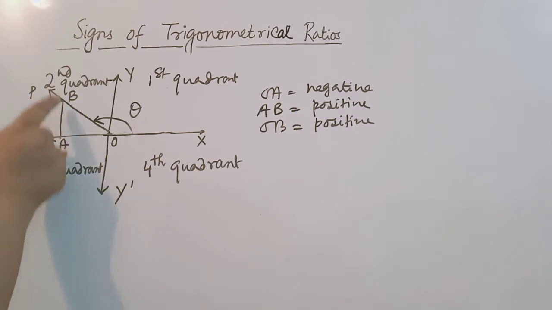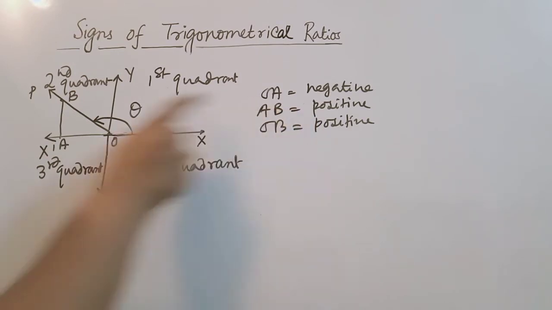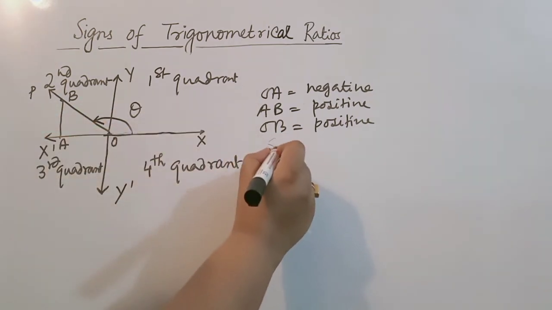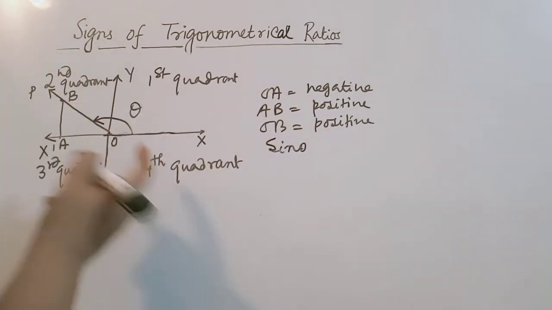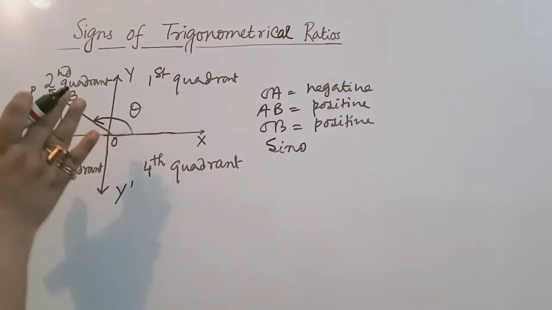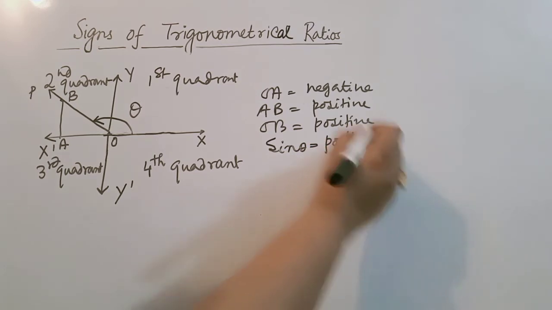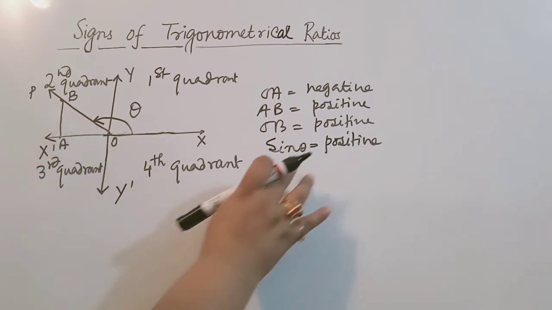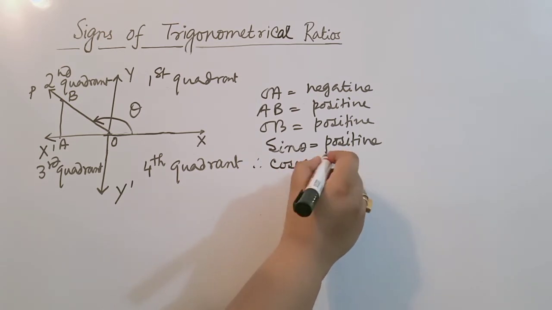Now AB is positive in sign. Why? Because it is considered along the positive part of y-axis. So AB is positive. And OB is the part of this ray OP, so obviously it will always be positive. Now if we find sin theta for this particular formation of theta, then we will find that sin theta is positive. Why? Because sin theta means perpendicular by hypotenuse, AB is positive and hypotenuse OB is also positive. So sin theta positive and hence cosec theta will also be the same.